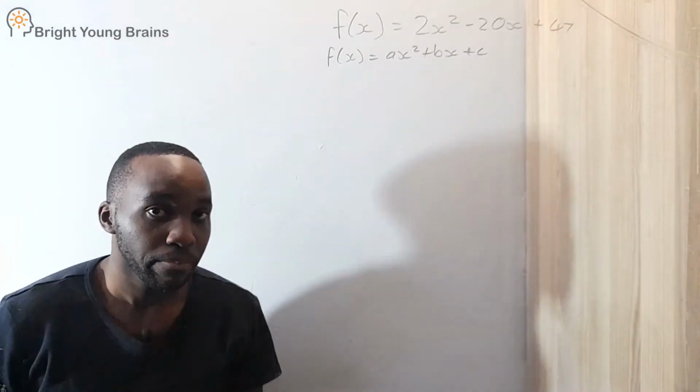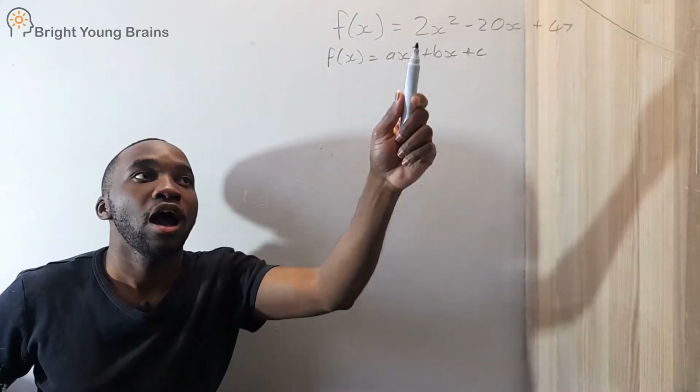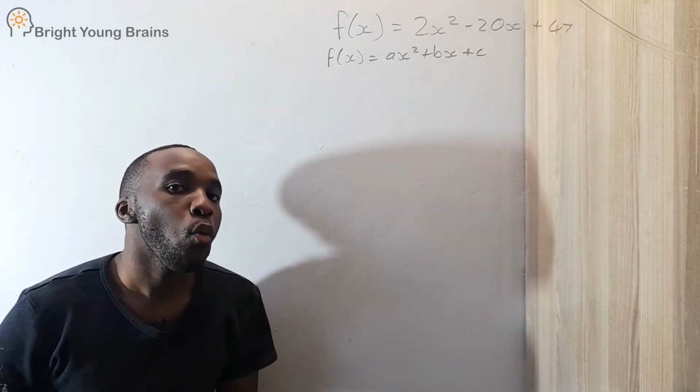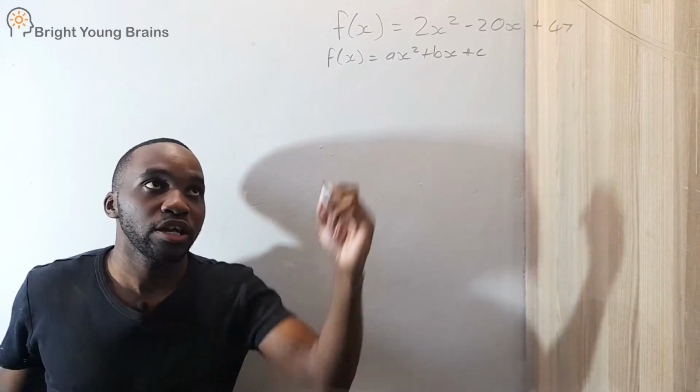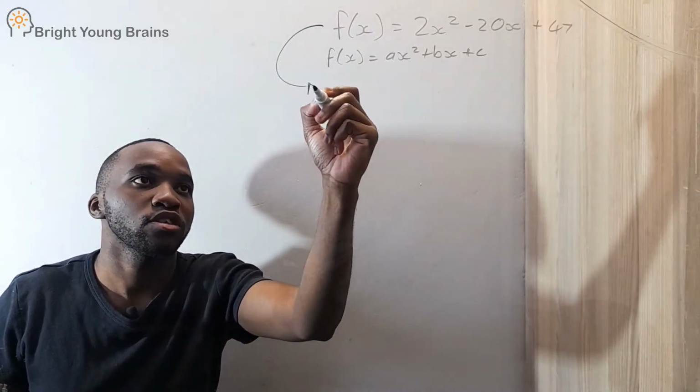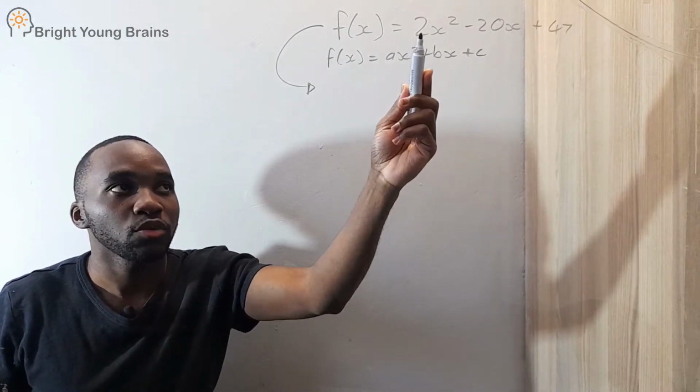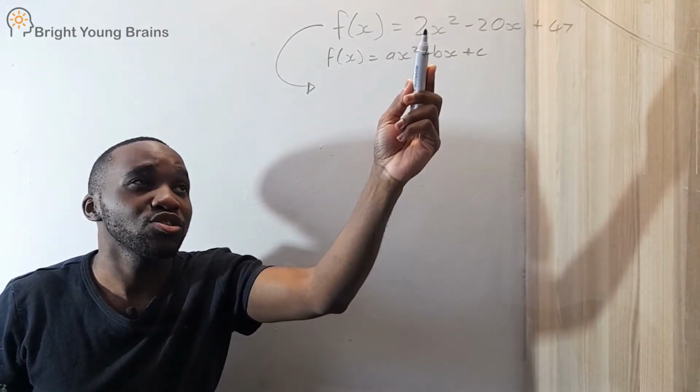The second step is that we need to make sure that our coefficient of x squared is a positive 1. So in our case, the first thing that we need to do to make sure that our coefficient of x squared is a positive 1 is take out whatever this value is. Whatever it is, you need to take it out.